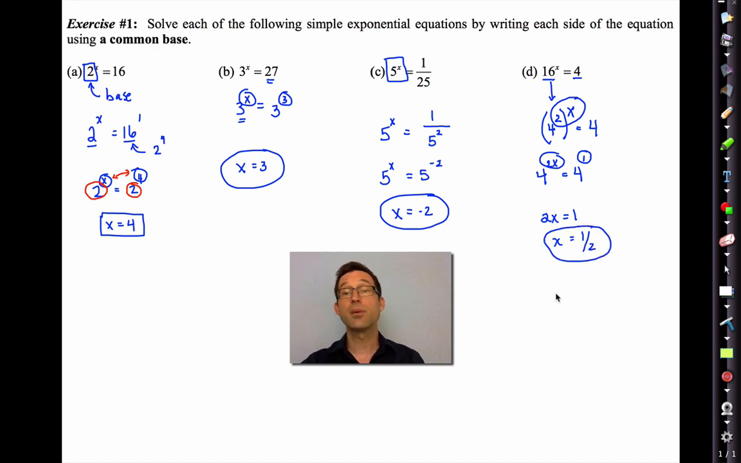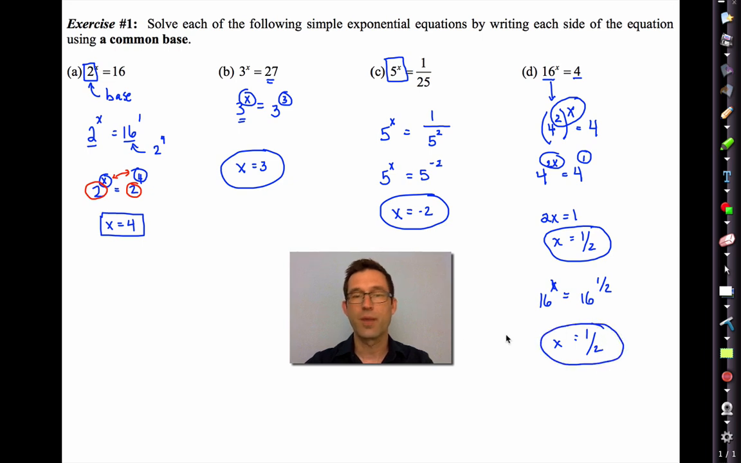All right. Now, some of you that really picked up on that whole fractional exponents thing could have also said, well, look, I can use 16 because I know that 4 is the same as 16 to the 1/2. So you could have easily used 16 as a base. If you said, okay, I got 16 to the x equals 16 to the 1/2, then x equals 1/2. But if not, you go with the more common base, which is 4.